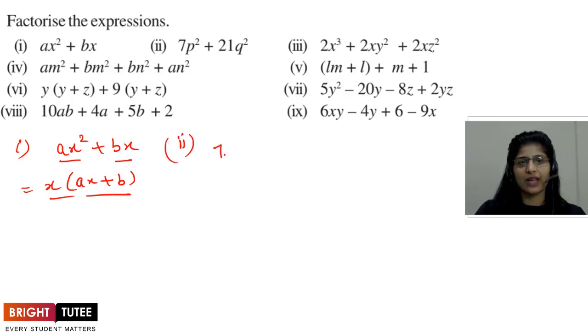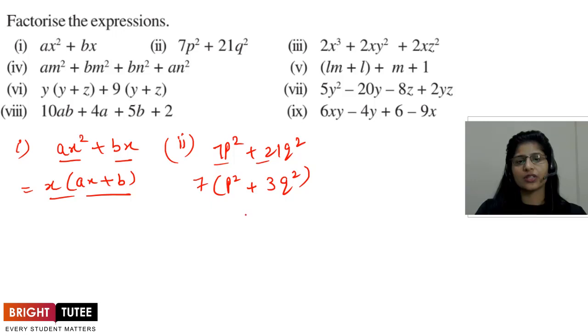In the second part of the question, we have 7p square plus 21q square. So 7 is the common factor. We will get 7 times (p square plus 3 q square), since 7 3s are 21. So these are the two factors.